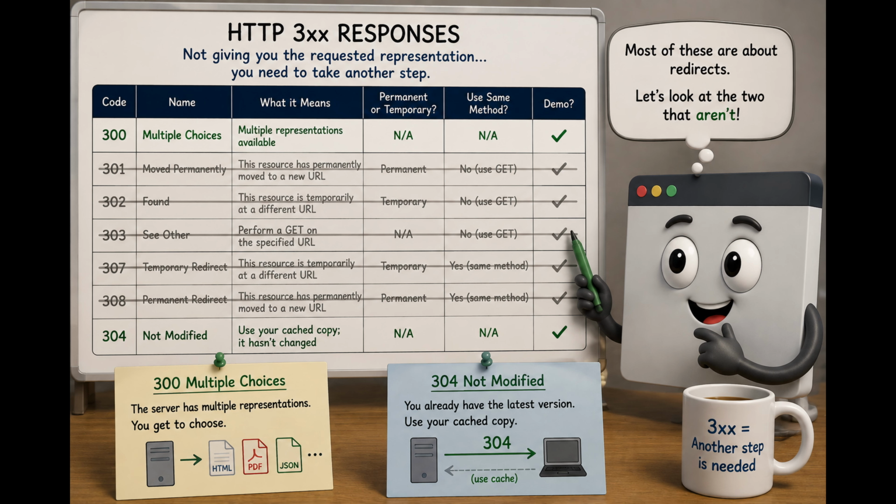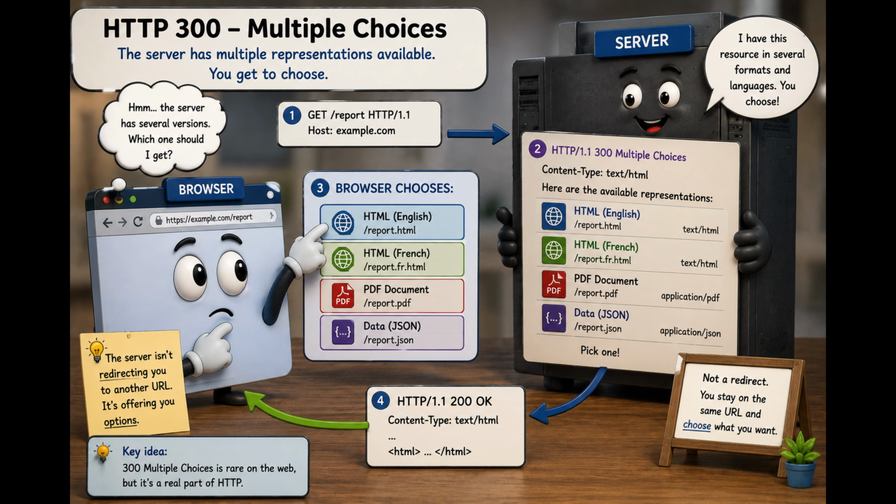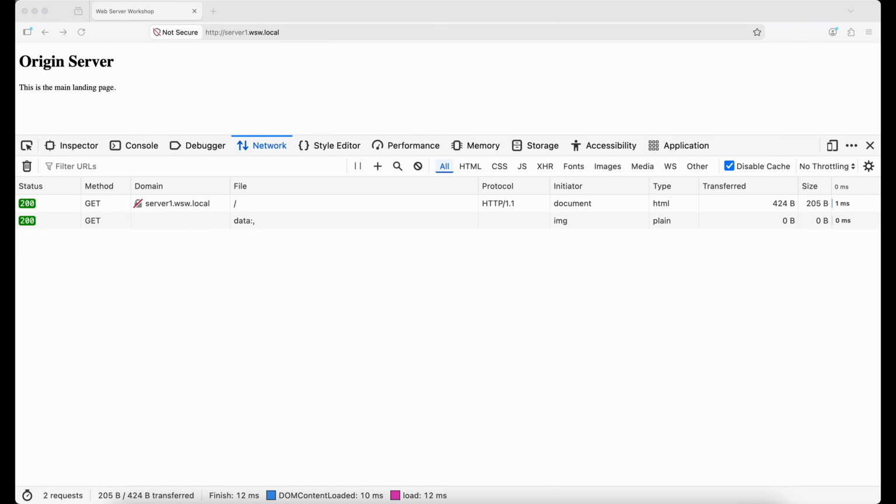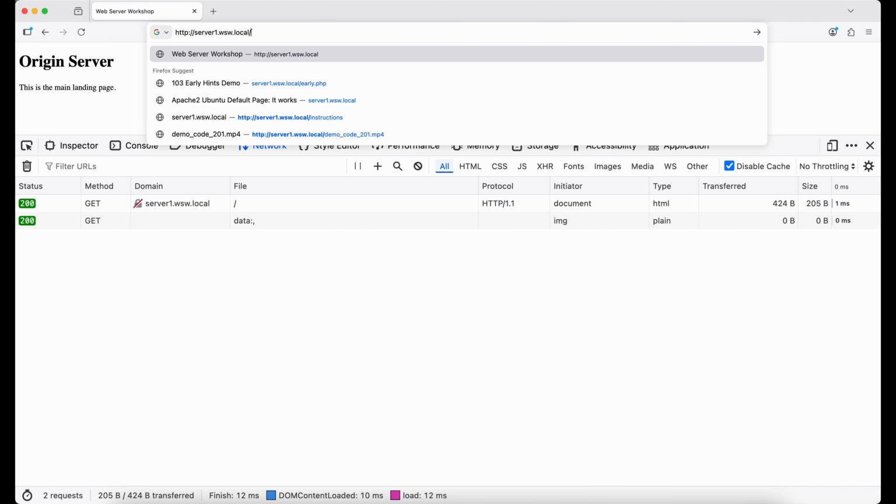This now leaves us with two more codes that we haven't looked at yet, the 300 and 304. The 300 Multiple Choices is the only 300 code that doesn't cause the browser to automatically load a new resource. It is used by the server when a client requests something, and the server has multiple versions of the items that could be returned, such as in different languages or maybe different resolutions for a photo. Ultimately, it is the user who will make the choice and pick one. For this demonstration, I configured Apache to return a 300 code providing two links to a set of instructions, one in English and the other in Arabic.